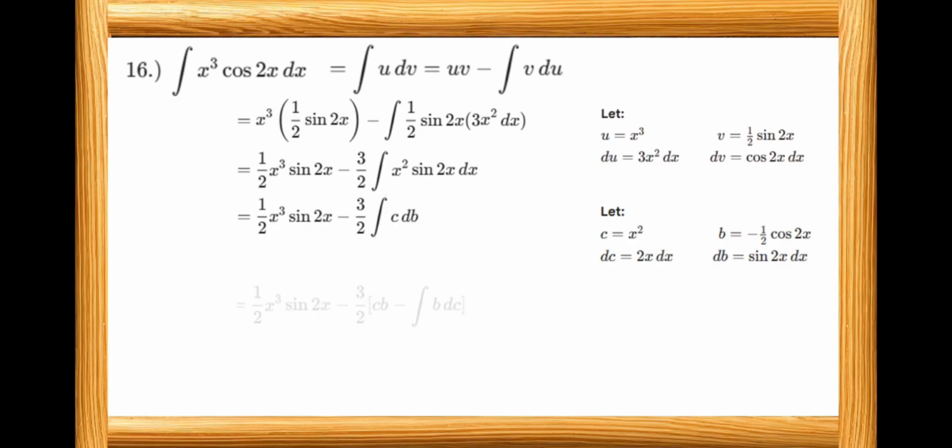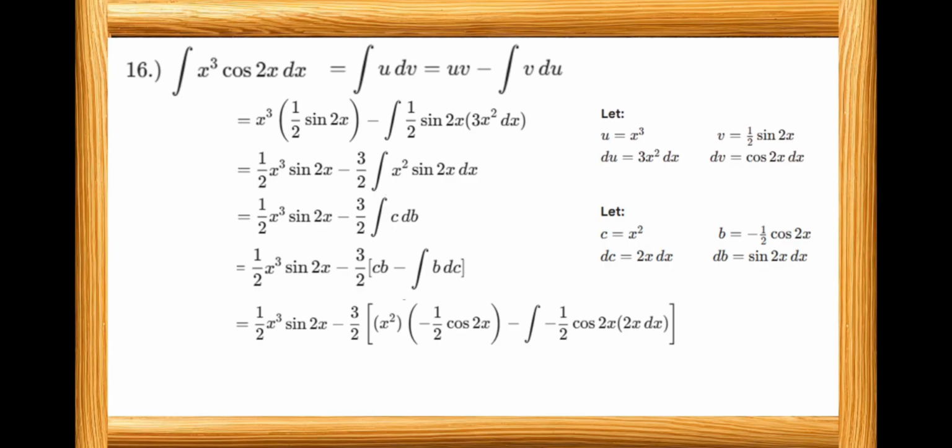In step 7, we will expand the integral by applying the integration by parts formula. We enclose this entire expression in brackets to ensure that the constant negative 3/2 is applied to both terms using the distributive property. So we have 1/2 x cubed sine of 2x minus 3/2 times the quantity cb minus the integral of b dc.